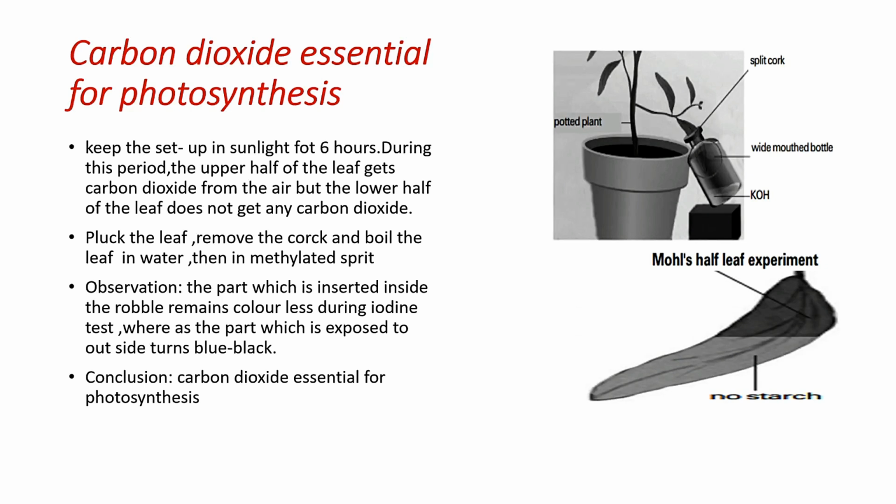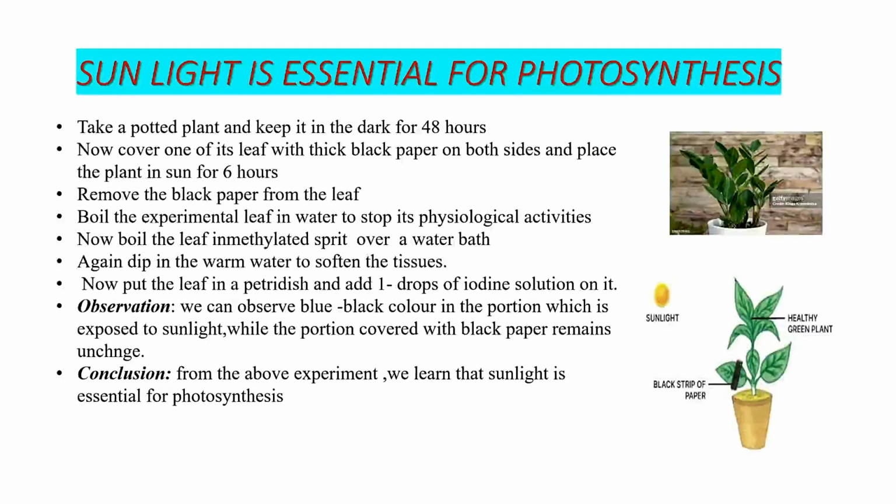Why is it unable to prepare the starch food? Because the KOH solution has absorbed the complete carbon dioxide. It proves that carbon dioxide is essential for photosynthesis. Children, I hope you understood. So, who made this experiment first? Moll. So, this experiment is called Moll's half-leaf experiment.